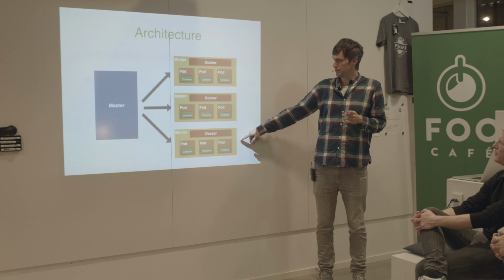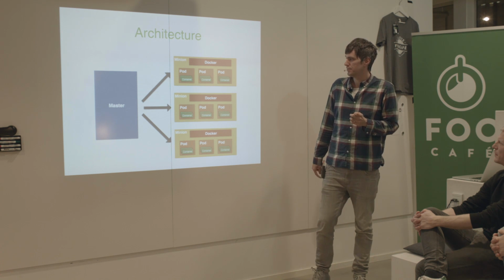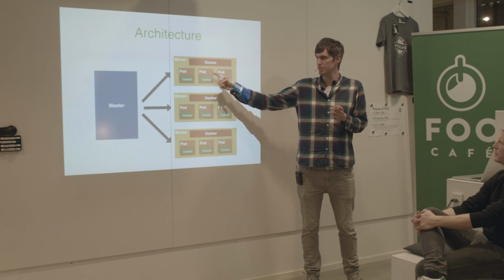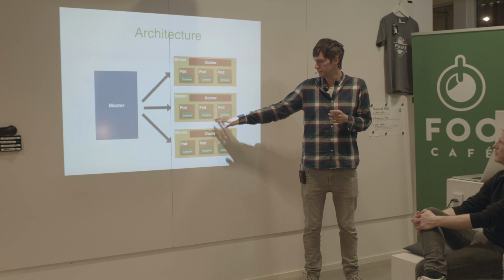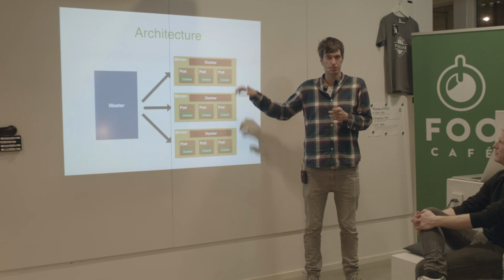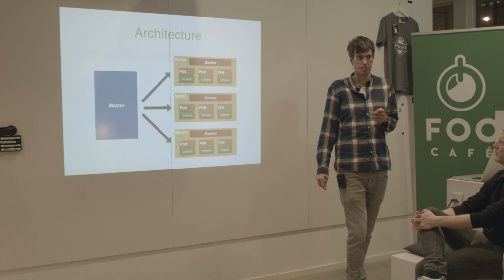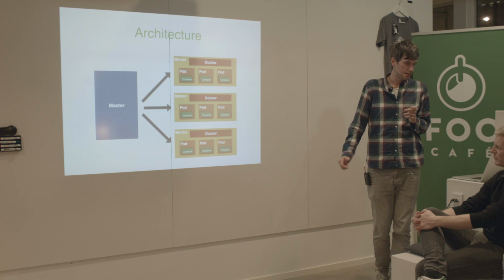Then you have the nodes in your cluster, and they're called minions. Each node has a Docker daemon running. Here you can see that there are some pods on each node that have been scheduled to the nodes, and each pod contains one or more containers. So this is essentially the architecture.